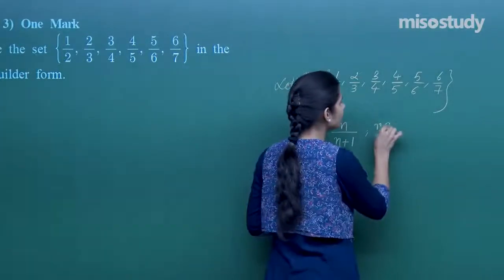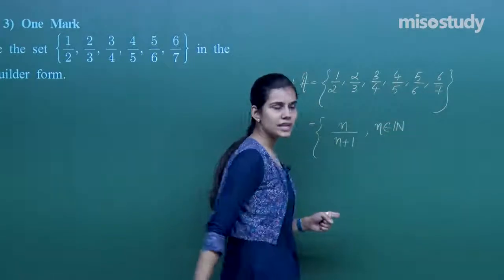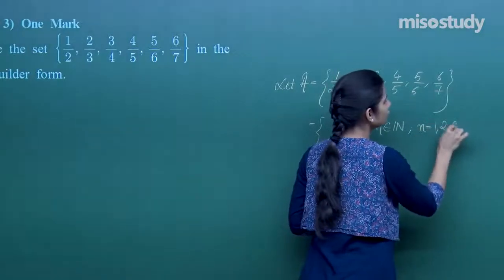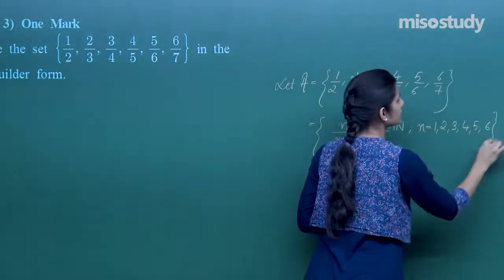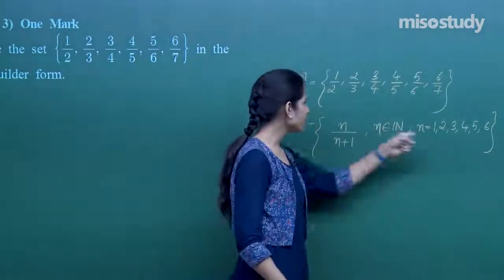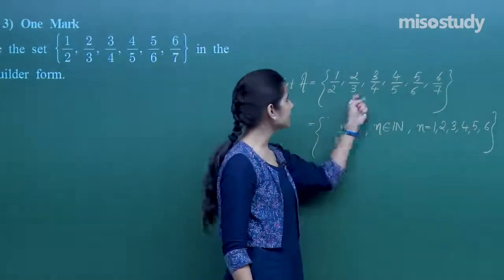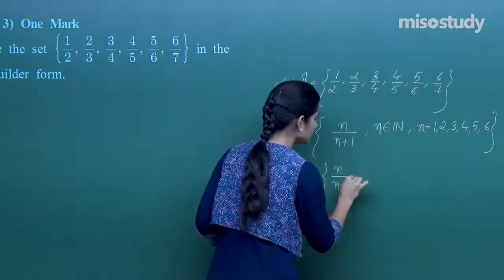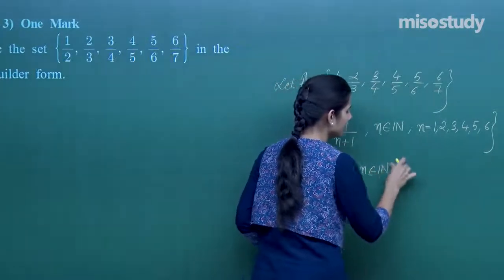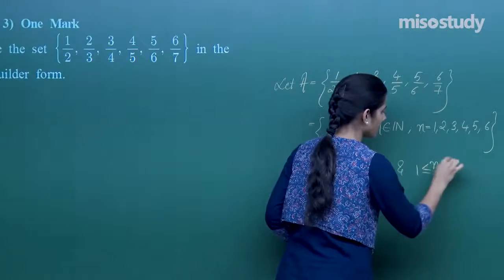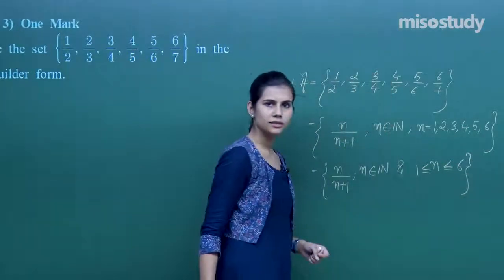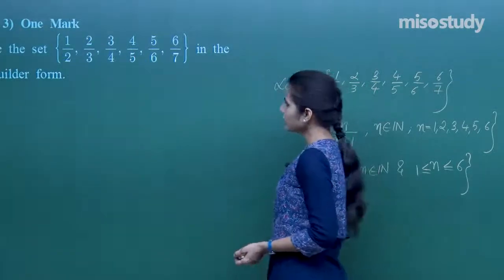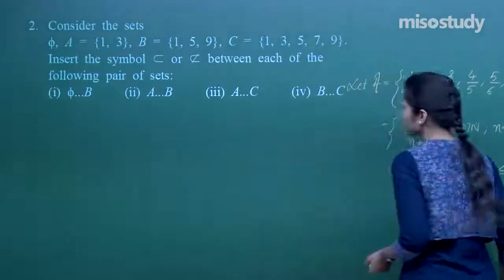So n is actually a natural number such that n is 1, 2, 3, 4, 5 and 6. For these values of n, one by one when you will be plugging in this formula, you would be getting nothing but all these elements respectively. So you can write n upon n plus 1 such that n is in N and n is varying from 1 to 6. Fine, this is the set A in set builder form. Clear?